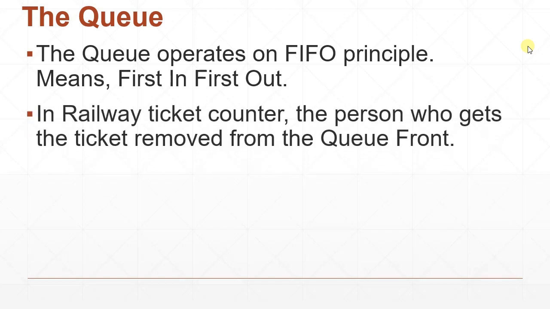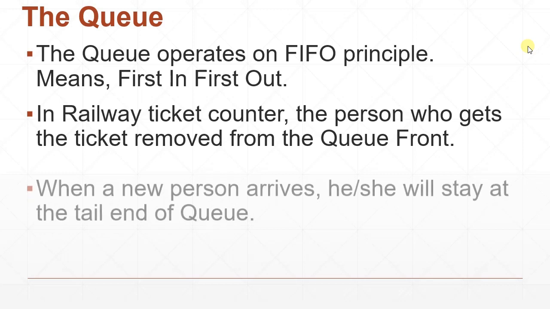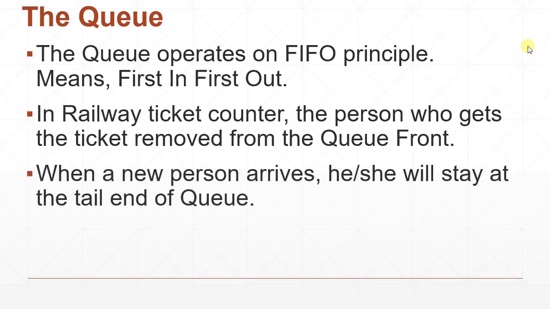In the railway ticket counter, the person who gets the ticket is removed from the queue front. So once the person at the ticket counter issues the ticket, the person gets away from the queue. That means a person will be removed from the front of the queue. When a new person arrives, he or she will land at the tail end of the queue. So that's how the queue operates in a railway ticket counter.